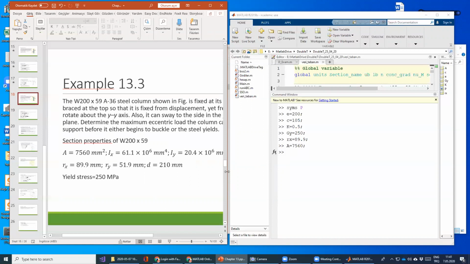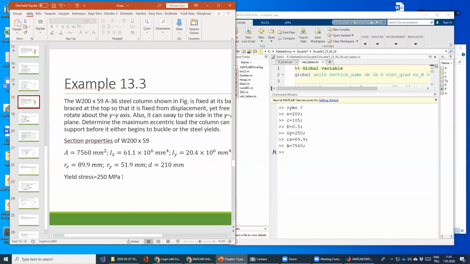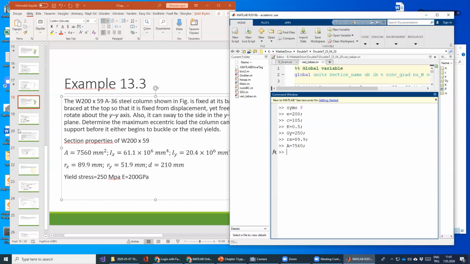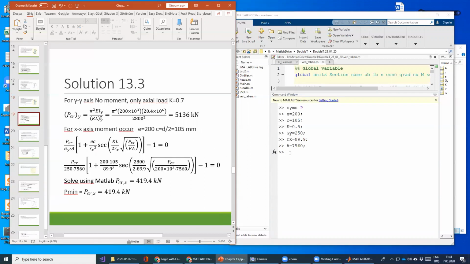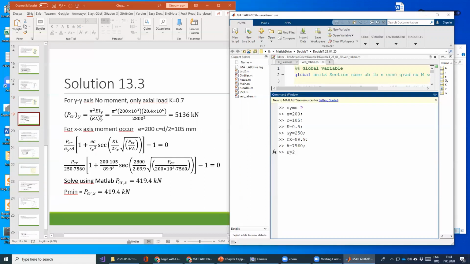Oh, again I forgot. I think I remember the modulus of elasticity: I can write it as 200 gigapascal. So I need to convert it to megapascal. I am working with Newton and millimeter, therefore I have to write E equal to 200,000. Rx okay, E okay, C okay, sigma Y okay. Every term is okay.